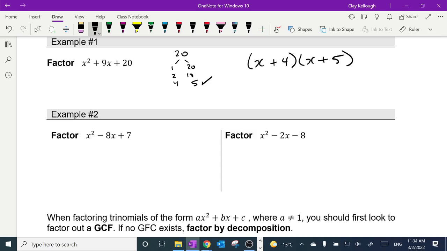If you want to try the next couple yourselves, please do. Pause the video and give it a try. All right, if you've tried it, here's how I would do it. What two numbers times to make 7 but add to make -8?